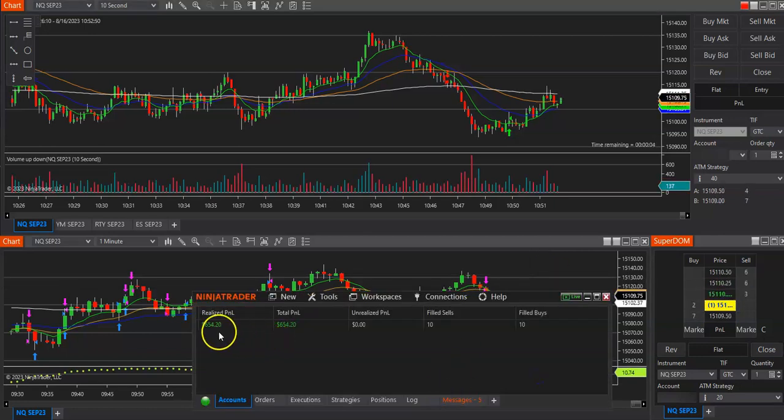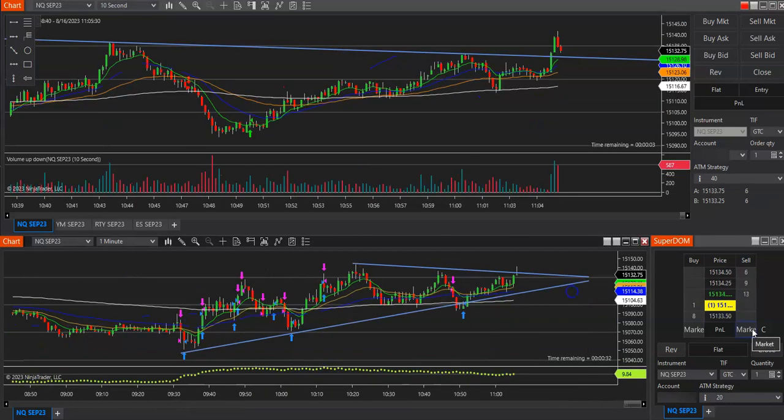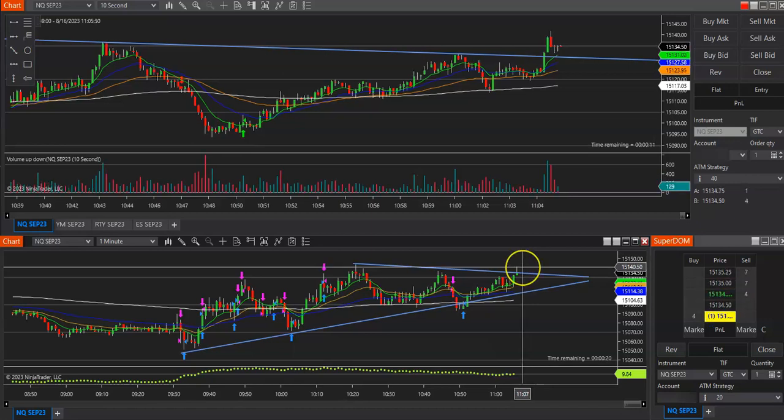Now, $654 in profit. They try to go for the higher day, which is a big resistance. That 140 level, 15140 is a big resistance area. It tried to go. As you can see, it got rejected on the 1 minute right here.